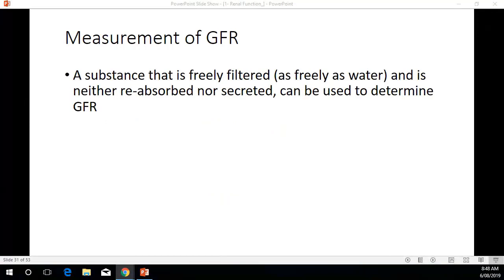Now GFR is very important and we should have some method to measure it. And it gives you a good clue about kidney health. Okay, how do you measure GFR? GFR is just the filtration, right? There's no reabsorption involved in this one, no secretion. So we need a substance which is only filtered at the filtration membrane. It doesn't get reabsorbed, it doesn't get secreted. If we have such a substance, we can use that to measure GFR.